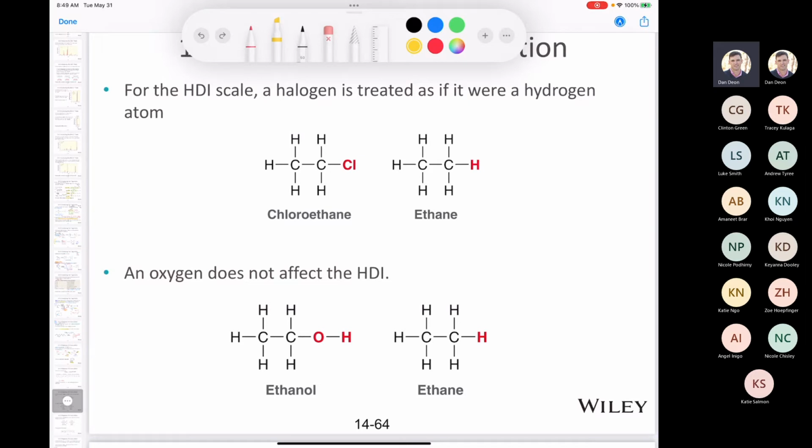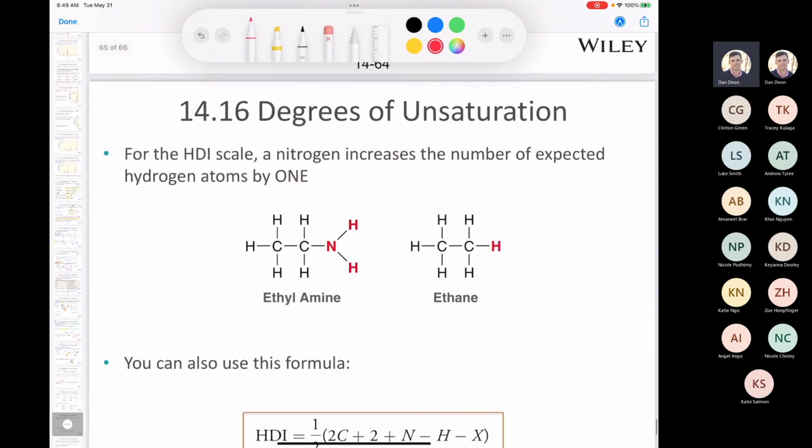All right, so this compound here, which is C2H5Cl, is the same thing as C2H6. A halogen doesn't affect anything. You treat it just like it was a hydrogen. An oxygen also doesn't affect the HDI at all. You can see that this is C2H6O. It's the same thing as C2H6. It doesn't change anything if you have an oxygen, so that's kind of neat.